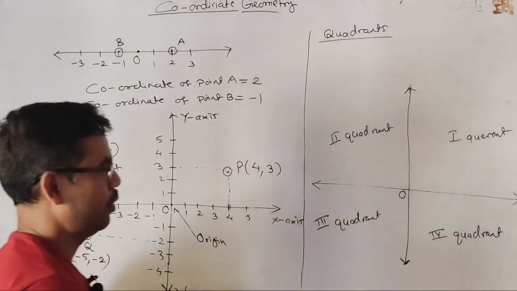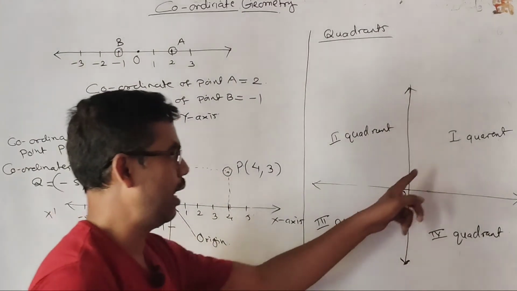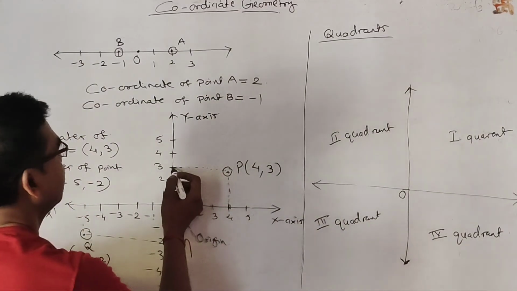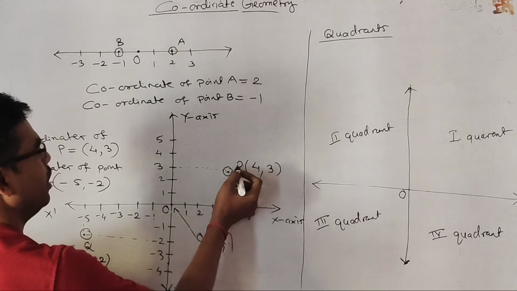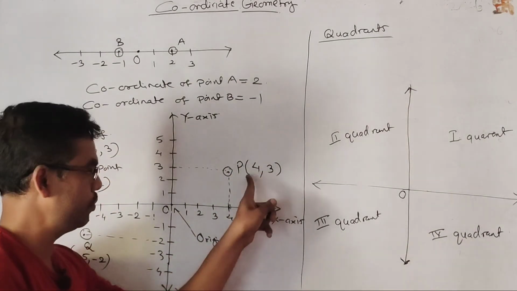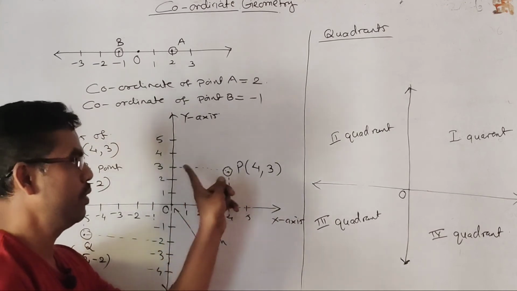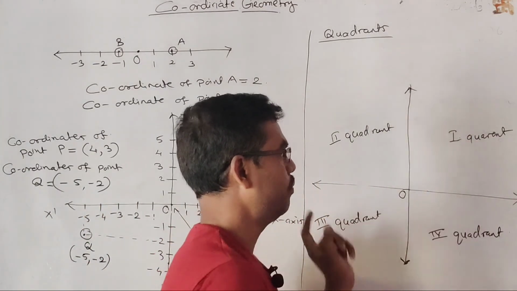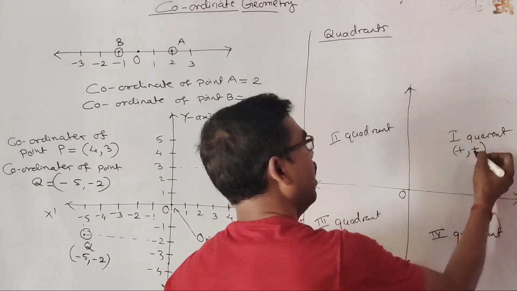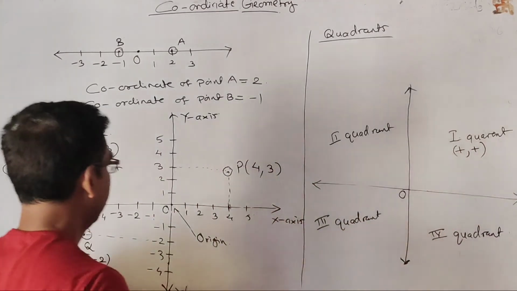Now the first quadrant has all the positive coordinates. See here, the coordinate of point P is 4, 3. So 4 is positive and 3 is also positive. So in this quadrant we get all the positive coordinates, that is plus plus. X is positive, y is also positive.